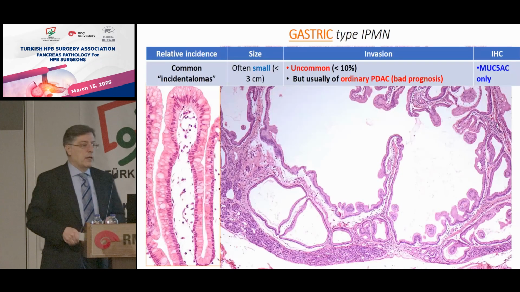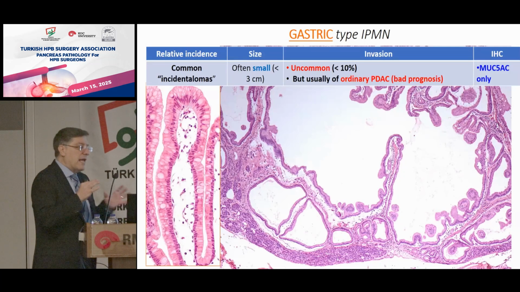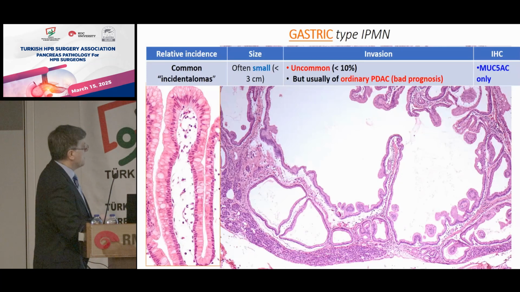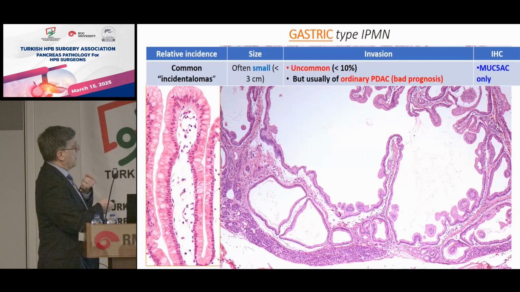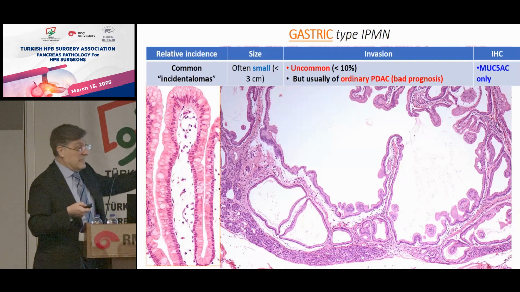Just to go over, there are different types of these IPMNs and intraductal neoplasia that have different associations and different progression into cancer rates. The most problematic one are the gastric types. Most incidentalomas, you know, those little cysts that we find in pancreas, prove to be gastric IPMNs. Not all, but most. And they're often small, as you know. And we use Sendai-Fukuoka criteria, which is actually mostly for these guys.